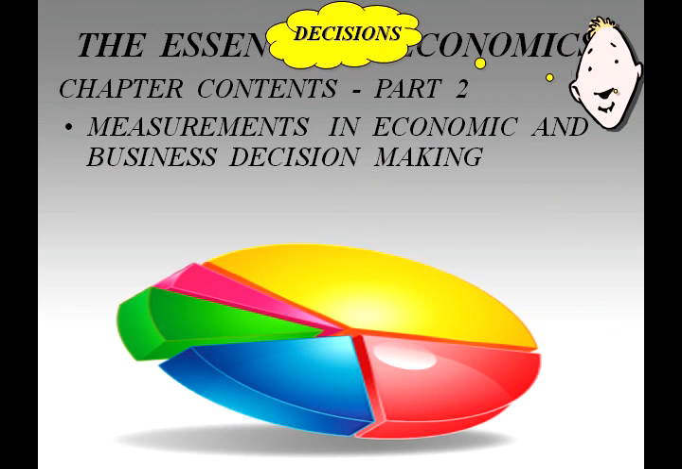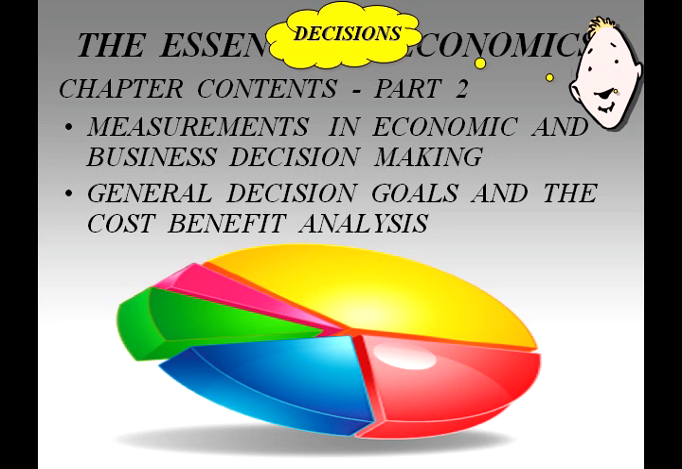In part 2 of this chapter, we're fundamentally going to do two things. The first is look at measurements in economic and business-specific decision-making, and then wrap up chapter 2 in general by looking at general decision goals and how they fit into the cost-benefit analysis.